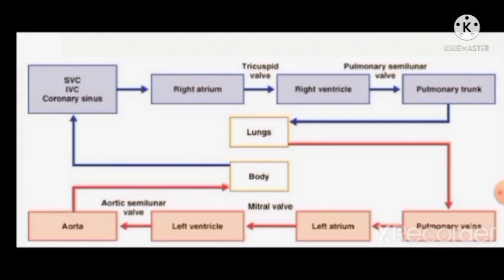This is the diagrammatic representation of the flow of blood. This is our lungs, this is the body, this is the right atrium. From the body, the deoxygenated blood travels through the right atrium, right ventricle, and pulmonary trunk to the lungs for oxygenation, and from the lungs that oxygenated blood goes through the pulmonary vein towards the left atrium. From the left atrium through the mitral valve to the left ventricle, then to the aorta and to the body. This is the overall circulation of the blood in the heart.